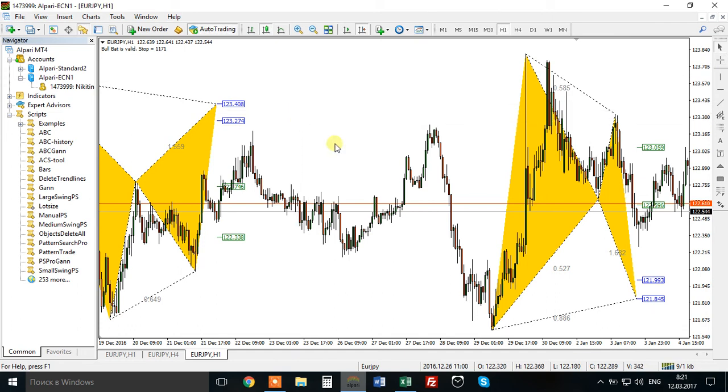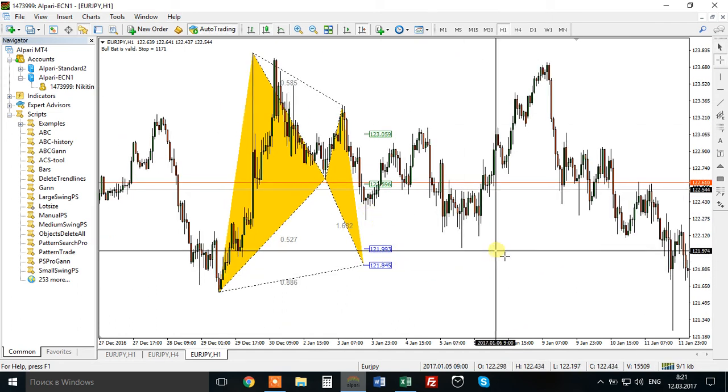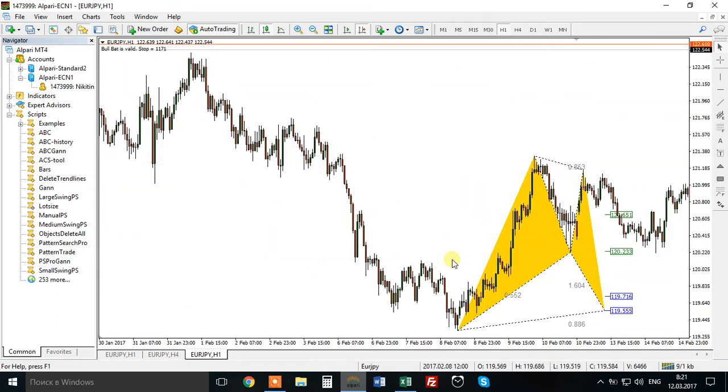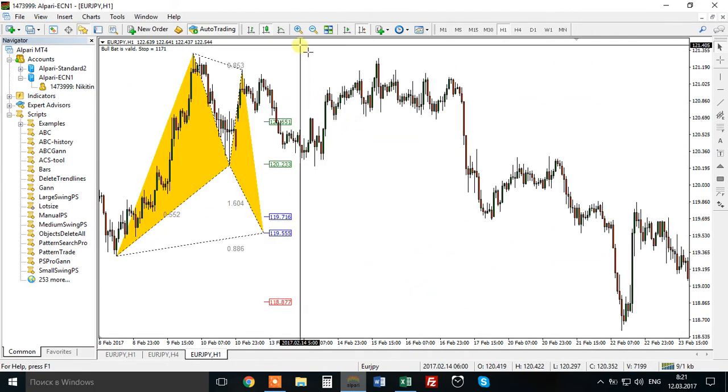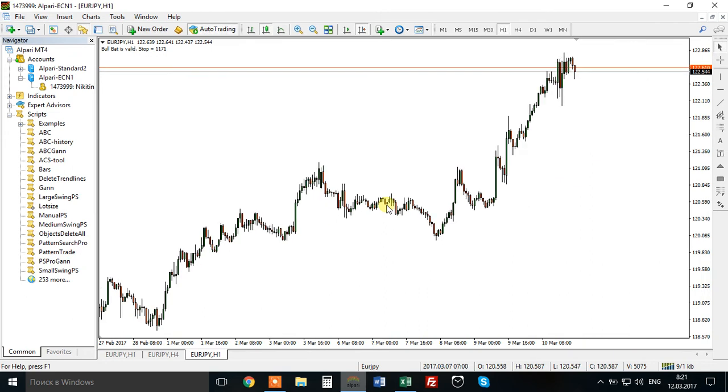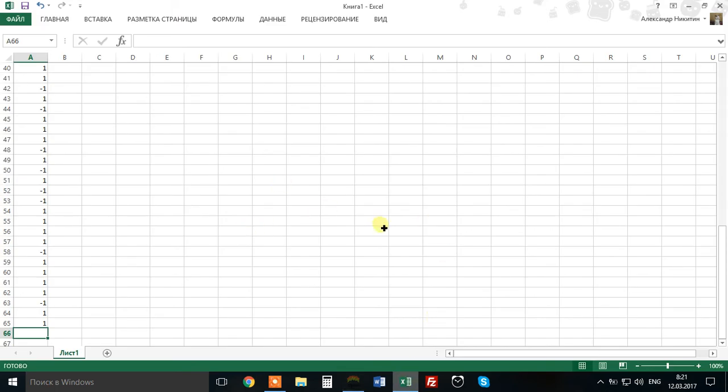What is it? It is nothing as well. Invalidated C, yes. So that's it. The backtesting is done. Let's calculate the accuracy.